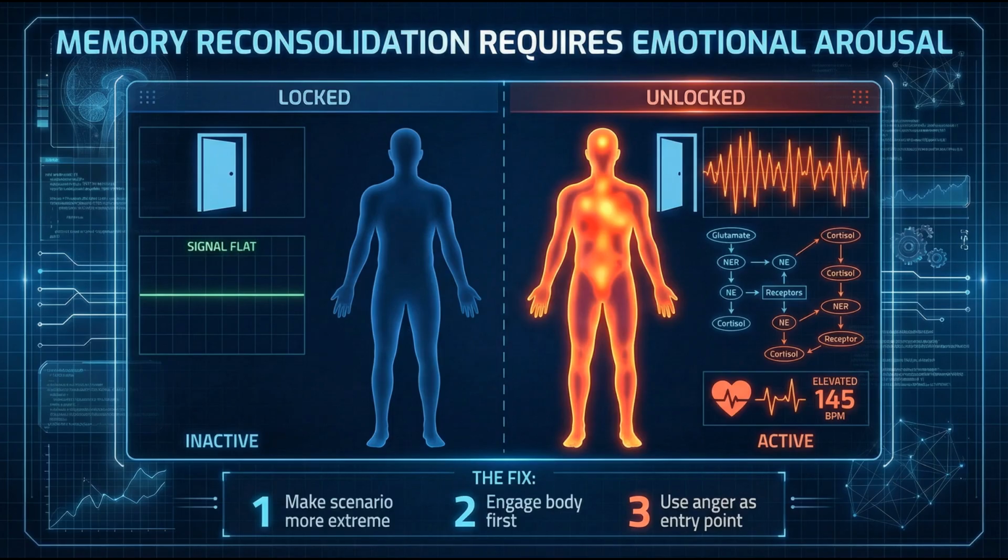Second, engage your body first. Before running the simulation, do 30 seconds of intense physical activity. Push-ups, sprints, even aggressive shadow boxing. Elevated heart rate primes your amygdala for engagement. Now run the simulation while your body is already activated. Third, use anger as an entry point. For many people, anger is more accessible than confidence. If you can't imagine feeling powerful, imagine feeling furious at the thing that controls you. Rage at the fear itself. That emotional intensity opens the same neurochemical door.